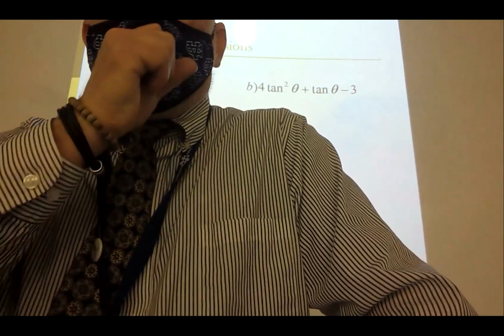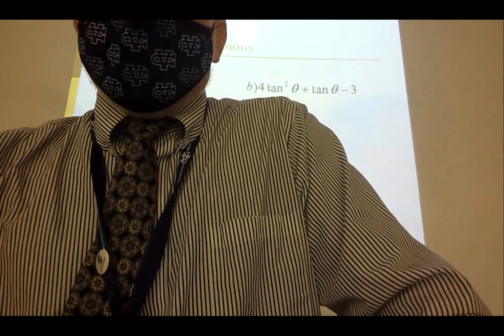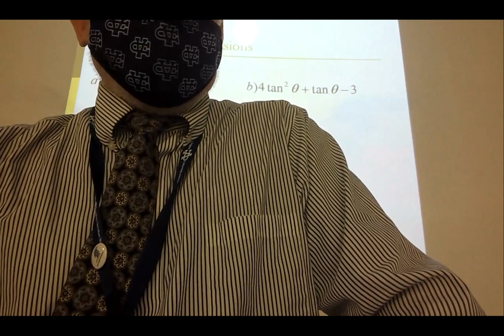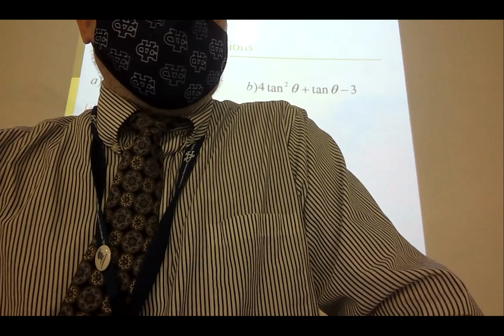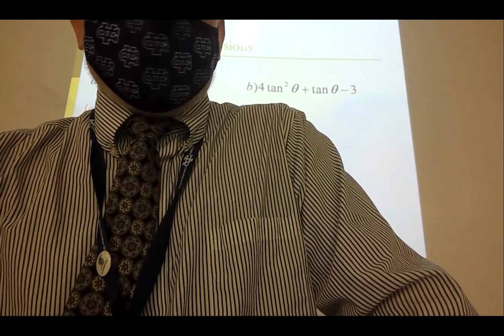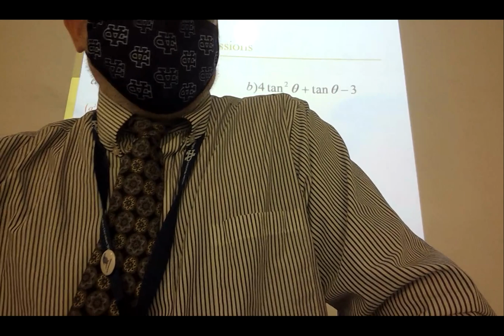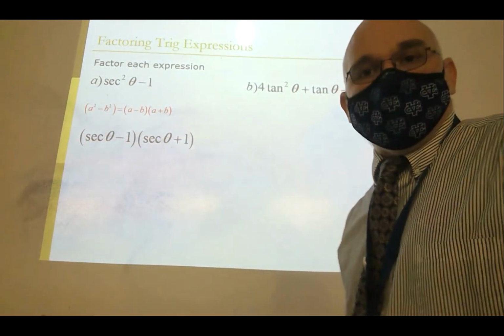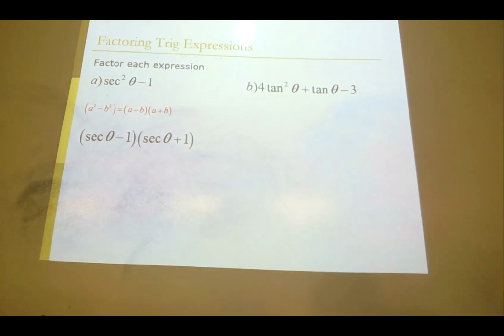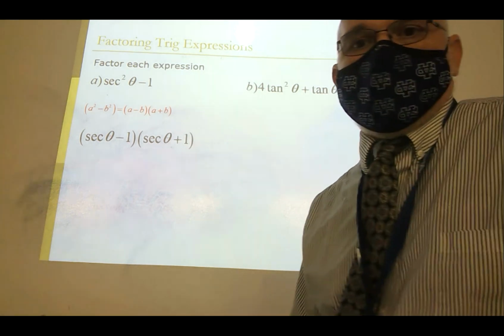Here I've got secant squared theta minus 1. Well, if I wanted to, I could treat this like a difference of squares. A squared minus b squared is equal to a minus b times a plus b. So I could reduce that to secant theta minus 1 times secant theta plus 1. Not much more I can do with that.